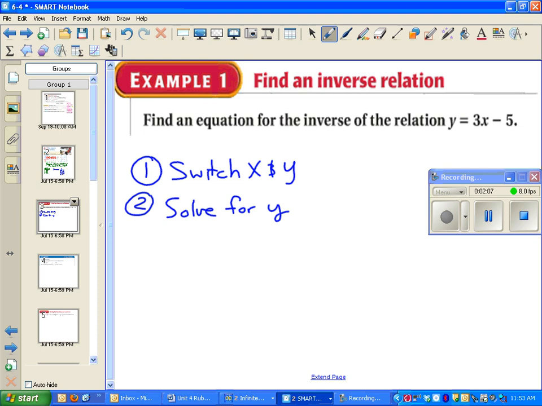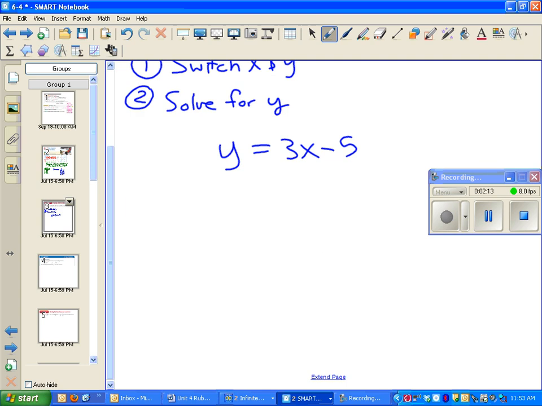So we have this example of y equals 3x minus 5. Step 1 is to switch x and y. So I have x equals 3 times y minus 5. Okay, so I switched x and y, and then we're going to get y by itself again.